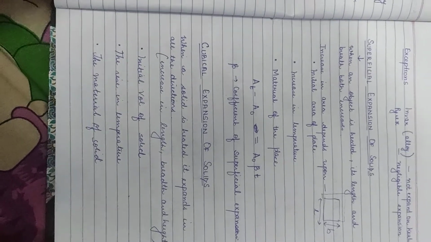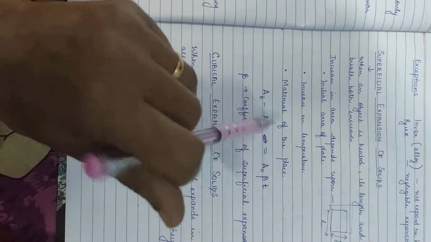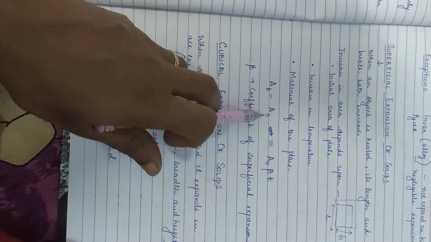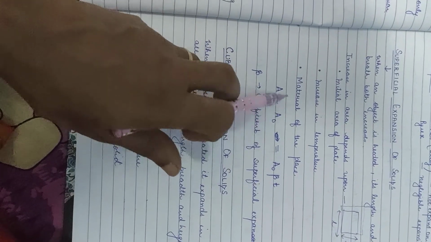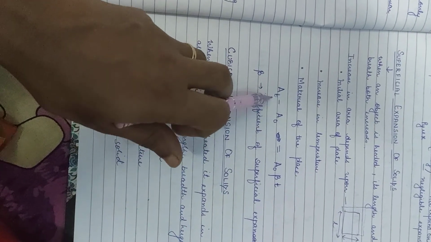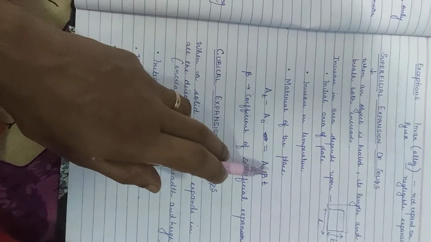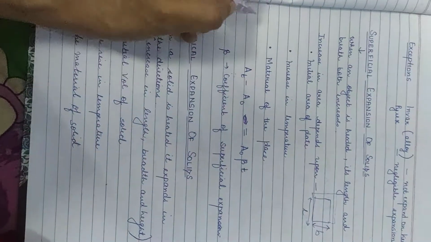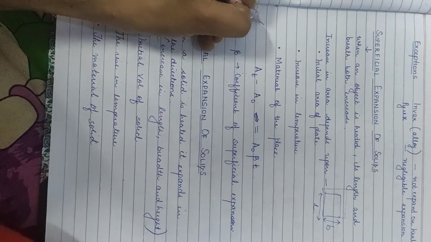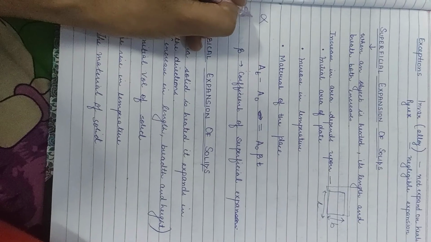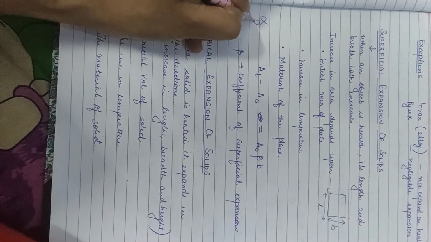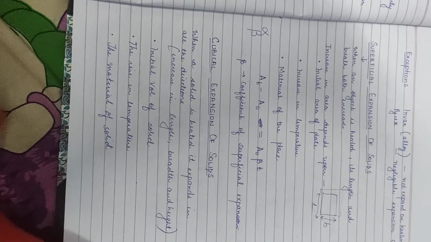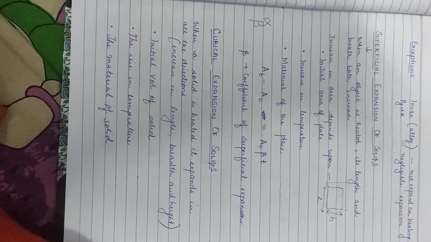Like the linear expansion there, here also we represented it as, again, A naught is what? Area of a rod at 0 degrees Celsius. AT is area of a rod at T degrees Celsius. Here beta is the coefficient of superficial expansion. How to write alpha? Alpha is like this, beta. And how to write beta? A long line. It's what? Beta. Okay. This is the coefficient of superficial expansion.